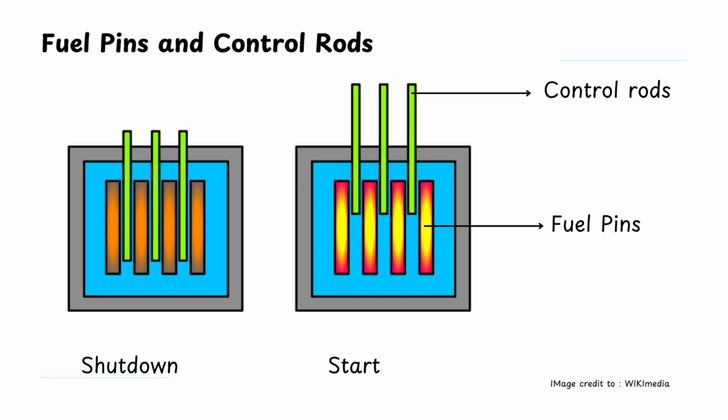Then we will understand there are fuel pins and control rods. As we see in the reactor vessel, there are rods aligned in the reactor vessel. There are control rods and fuel pins. Fuel pins are the rods where fuel is filled, and control rods are the rods which help to control the reaction. If the control rods go down, then the reaction will slow down and power will go down. If you take out the control rods, then the reaction increases and the power will go up.